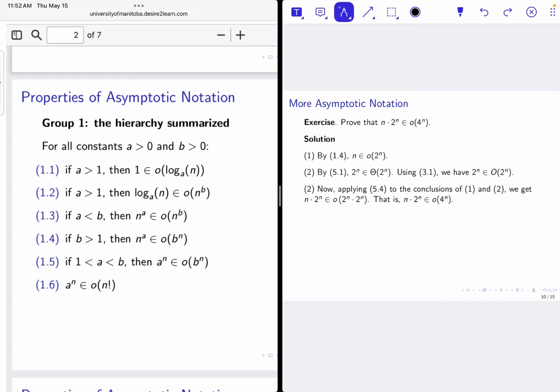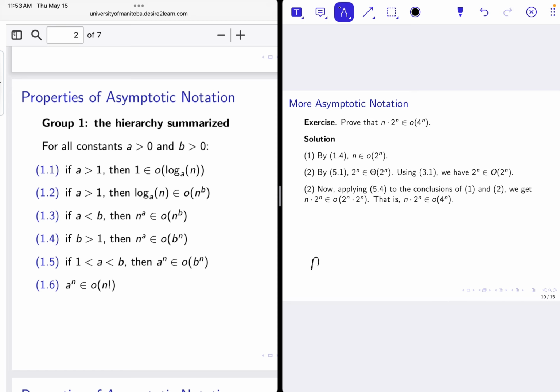Fact 1.4 may look very similar to 1.3. I know I had to take a second to focus on this and go like, isn't that the same thing? But it's not. Notice that instead of n to the power of a being in little o of n to the power of b, it uses n to the power of a being in little o of b to the n. So it's a different type of function inside of the notation. Moreover, the relationship between a and b doesn't matter here.